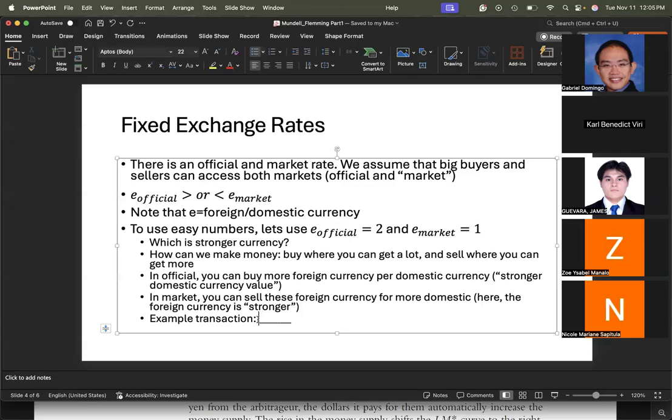Okay. So let's do an example transaction. In official, you sell 1 peso. And what will that get you? X dollars? There's an answer in the chat: 2 USD. Correct?